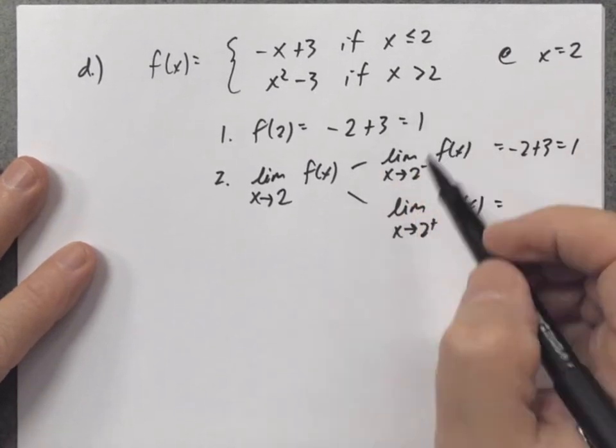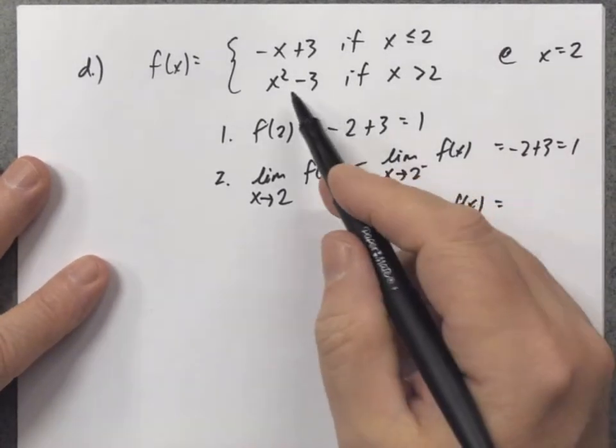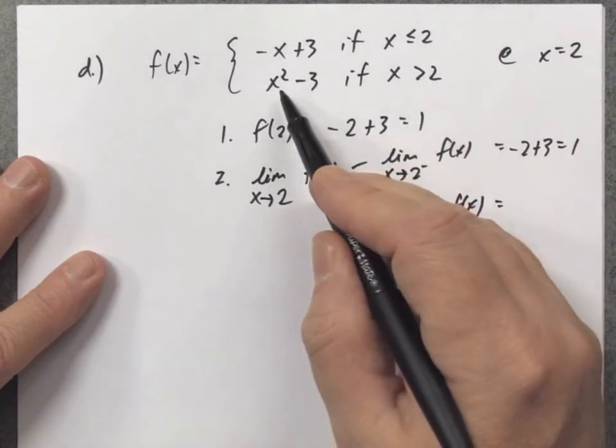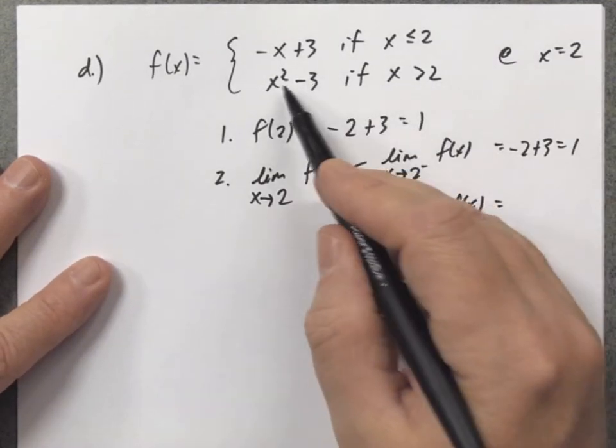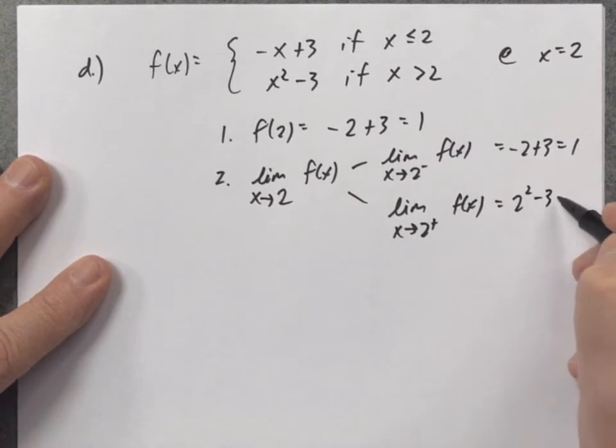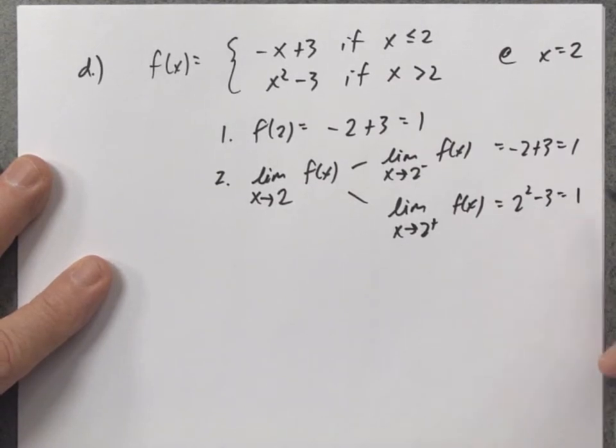Now the high side limit, when x is a little larger than 2, I use this second function since it's the function for x greater than 2. So I plug in 2 for x here. 2 squared minus 3. 4 minus 3 is 1.